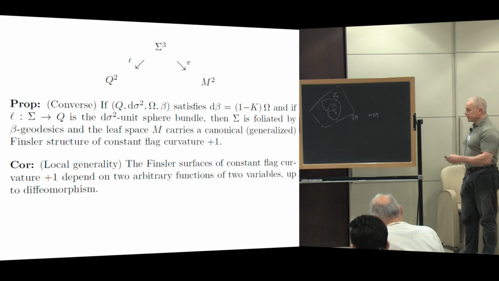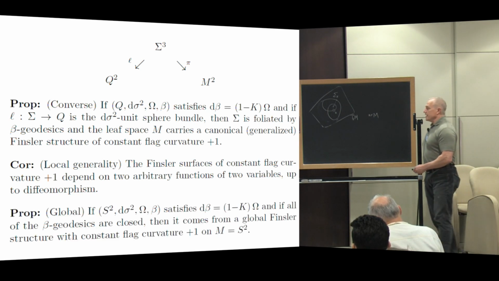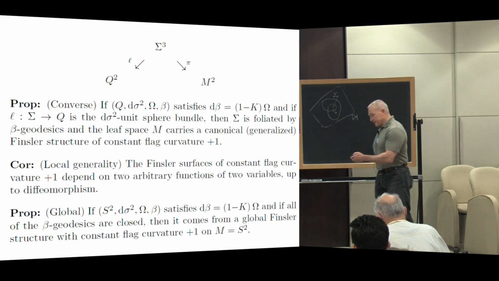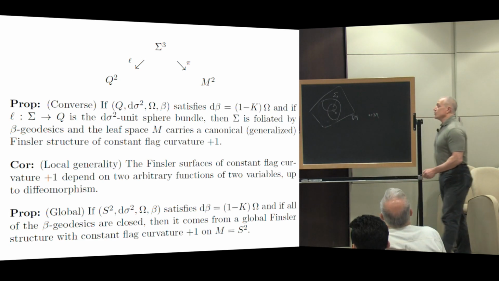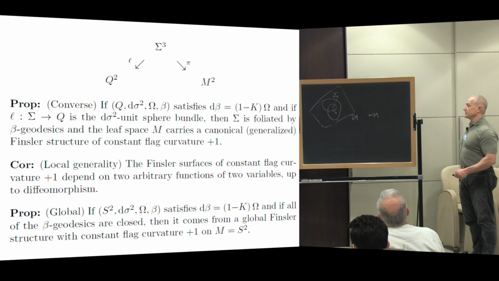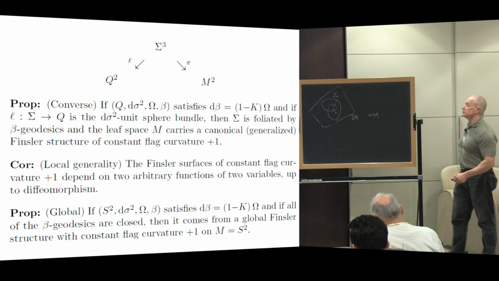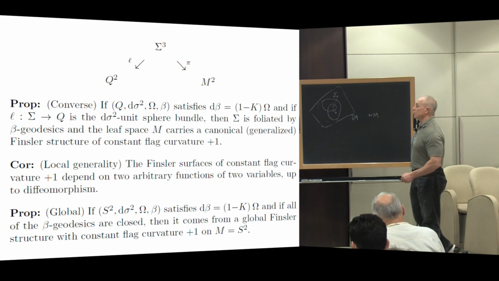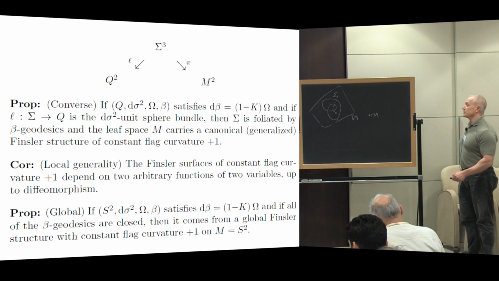So that's what the corollary is. And there's actually a global picture which says this: if you have such a structure satisfying this, and if all the beta geodesics are closed, then it comes from a global Finsler structure with constant flag curvature +1 on M2, which is a two-sphere.